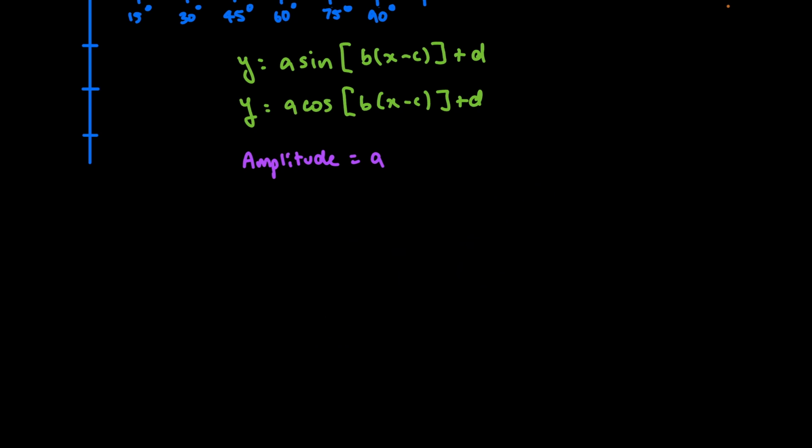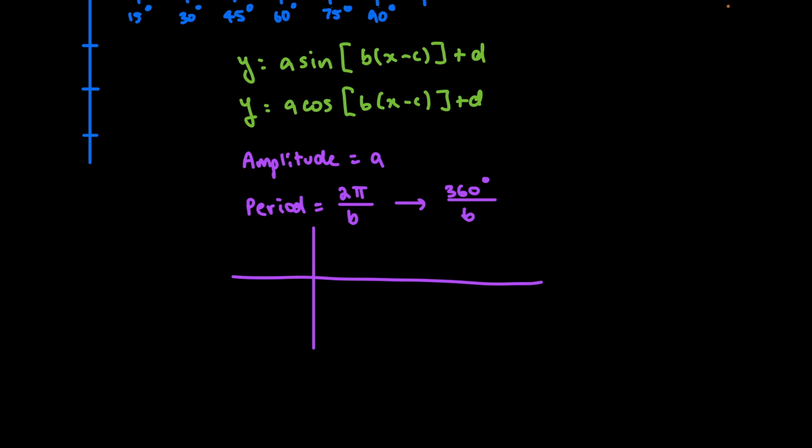Then we can describe what's known as the period of our graph. To work out the period of any graph, it is simply 2 pi divided by the value of b. This is if you're in radians, but the same logic applies if you're in degrees. It's just 360 degrees divided by the value of b. What the period describes is how often your graph will repeat itself.